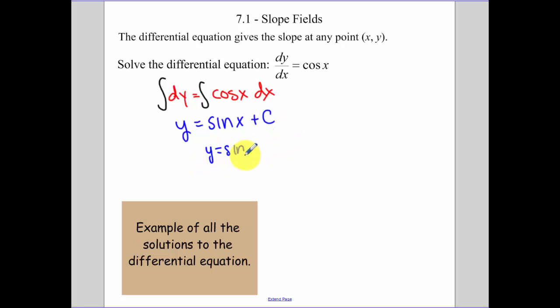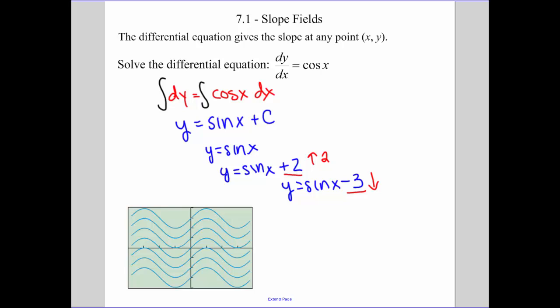We have just regular old sine of x if c is 0. We have the sine of x plus 2. Y equals the sine of x minus 3. Now think about what this plus 2 and the minus 3 do. The plus 2 is going to be a shift up of 2. The minus 3 is going to be a shift down of 3. So an example of all the solutions to our differential equation is graphed below.